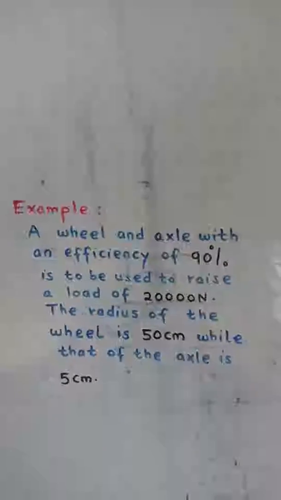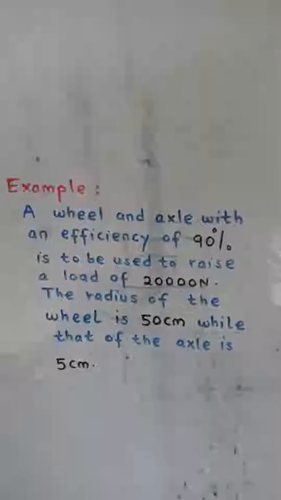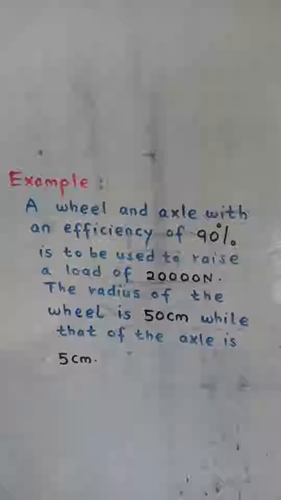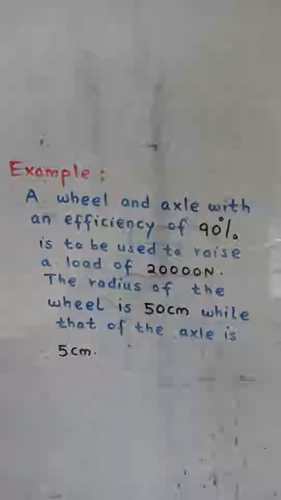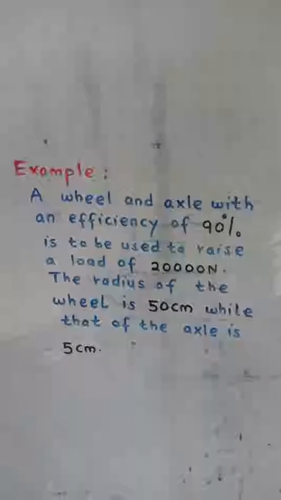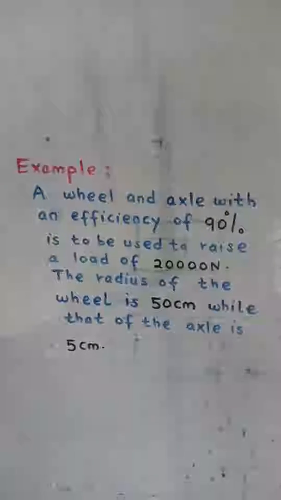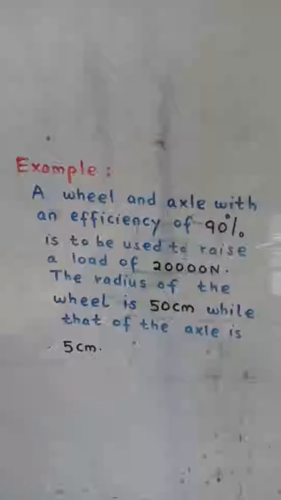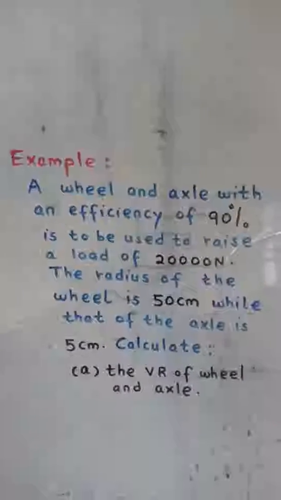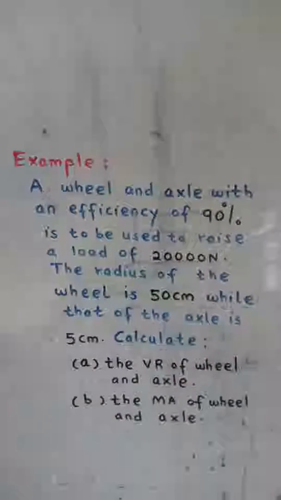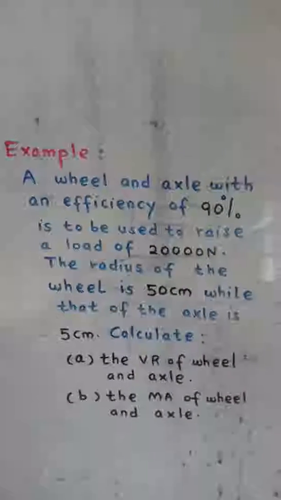Example: a wheel and the axle with an efficiency of 90% is to be used to raise a load of 20,000 newtons. The radius of the wheel is 50 centimeters, while that of the axle is 5 centimeters. Calculate A, the velocity ratio of wheel and the axle. B, the mechanical advantage of wheel and the axle.